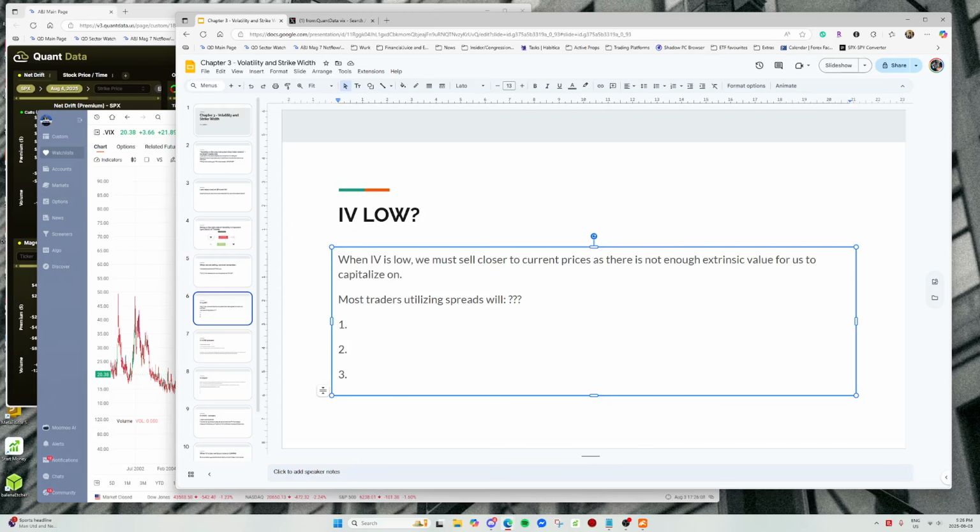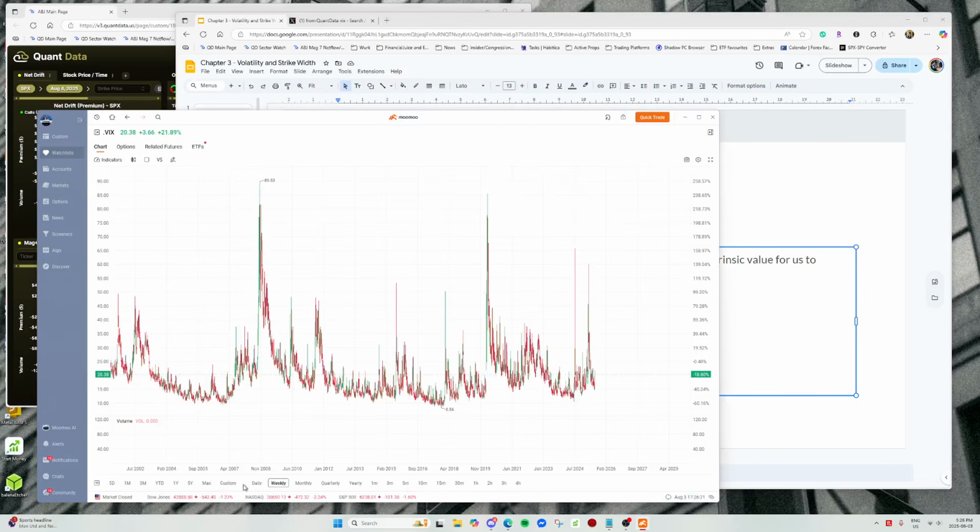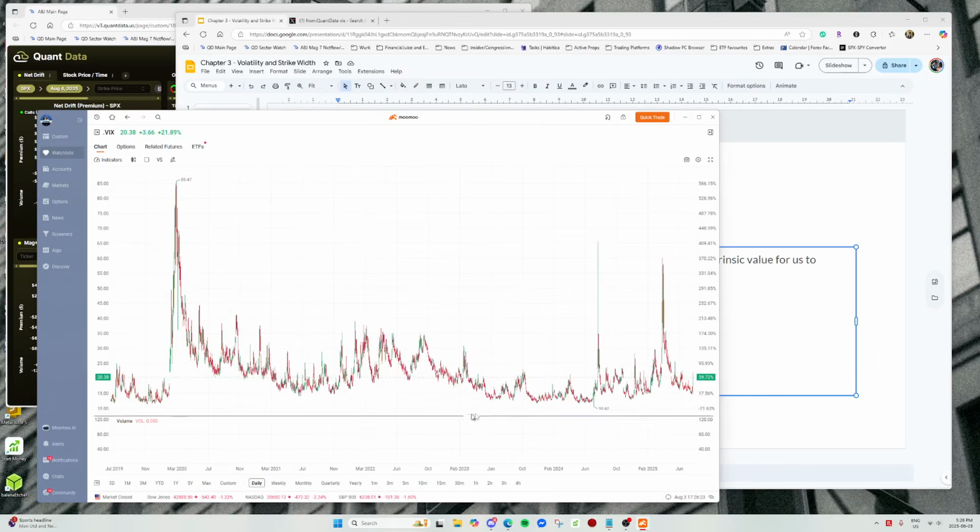But in a low IV environment, we also want to minimize our risk because there is a chance of something we talk a lot about in the stream. It's a chance of an IV bloom, right? So what is an IV bloom? It's when the VIX does something like this, right?